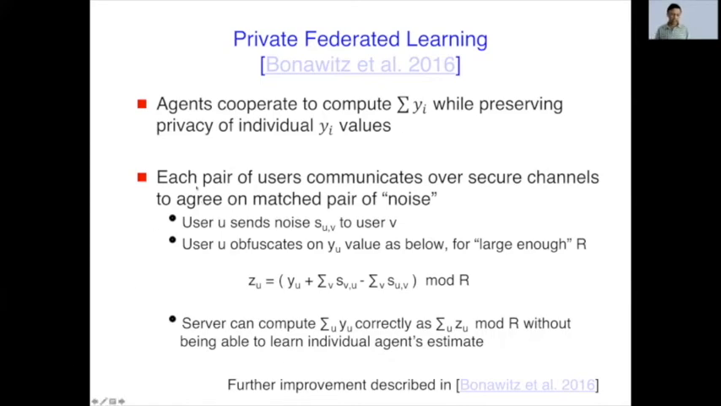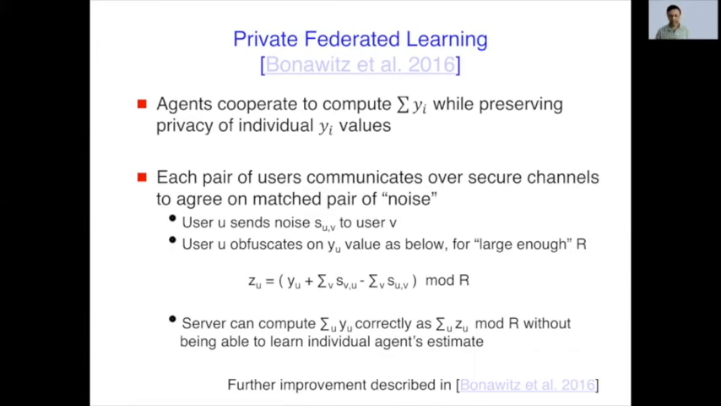So the basic idea is that each pair of users or agents communicates with each other over a secure channel so that others cannot hear what they're sending to each other. Let's consider two agents or two users, U and V. User U generates a noise value, let's call it S subscript U,V, for user V. So the user picks a random number and sends it to V.